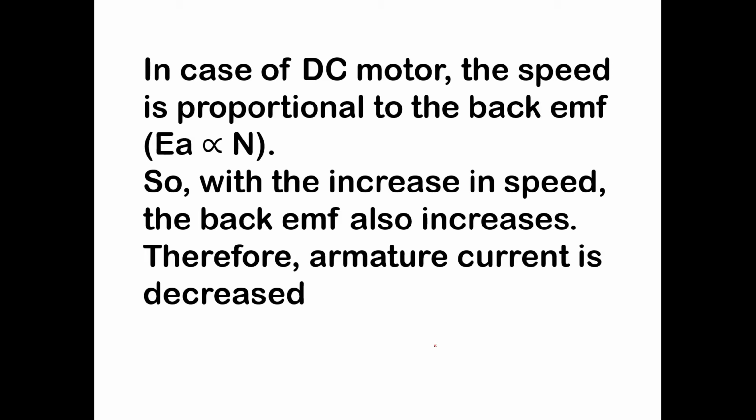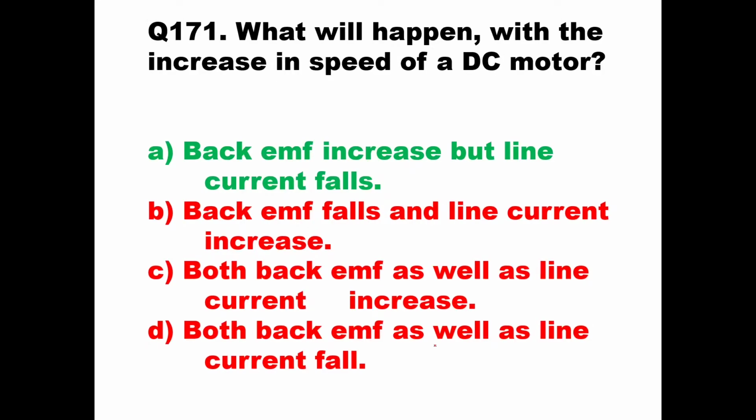Okay, so here you can see the explanation. In case of a DC motor, the speed is proportional to the back EMF. Okay, so back EMF and speed, you can see E_A is proportional to N. So with the increase in speed, the back EMF also increases, but this will decrease the armature current or the line current. So the first option is the right answer here. Then we'll go to the next question.